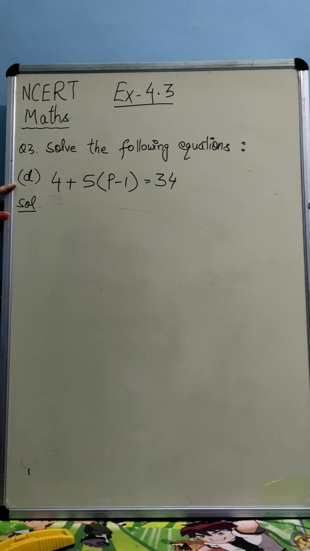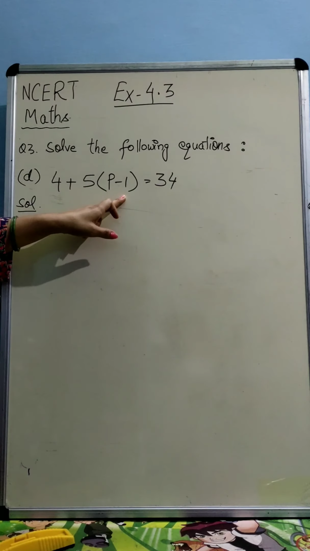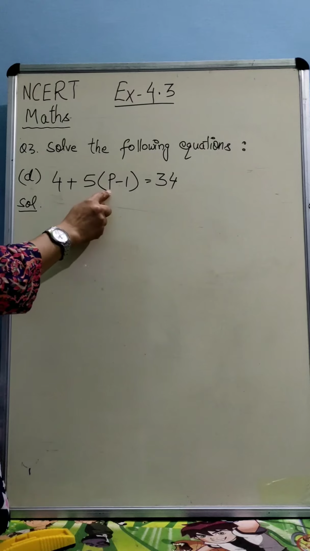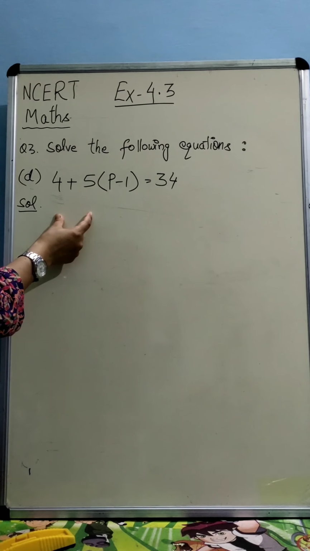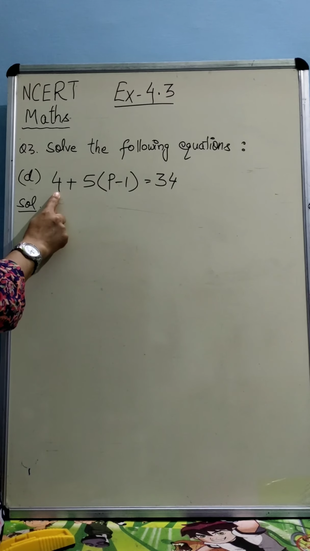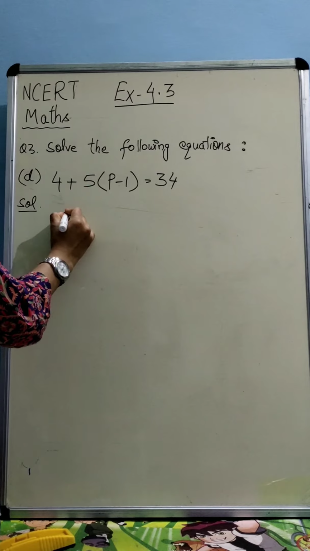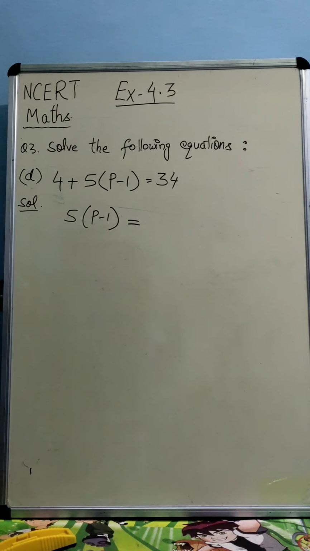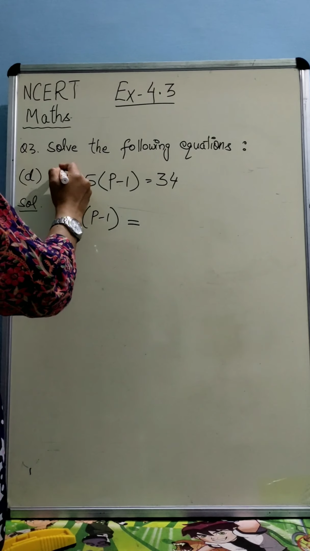Now students, the D part. 4 plus 5 into P minus 1 is equal to 34. So this is the variable, the unknown quantity. So this term we will keep in the LHS and this 4 we will transpose to the RHS. So we will have this term in the LHS only and this 4 will be transposed to the RHS.